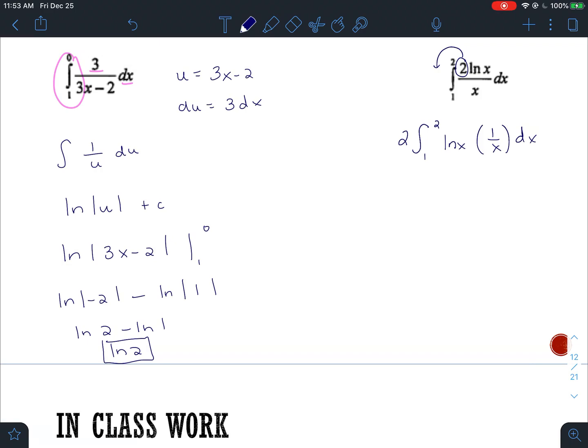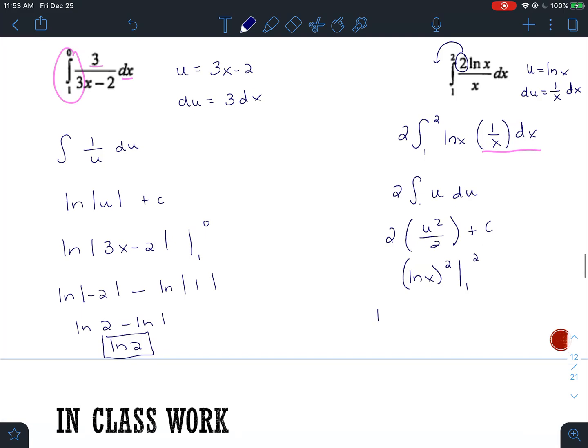So what's the derivative of ln x? It's 1 over x, and that's there. So I'm going to let u be ln x, and then the derivative of that is 1 over x dx, which is part of the problem. So we're good. This is going to be just a straight u substitution problem. So this would be the 2 times the integral of u du. And when you integrate that, you get u squared over 2, and then plus c, those 2's will cancel. And so you just have the ln of x, once you plug back in, squared.